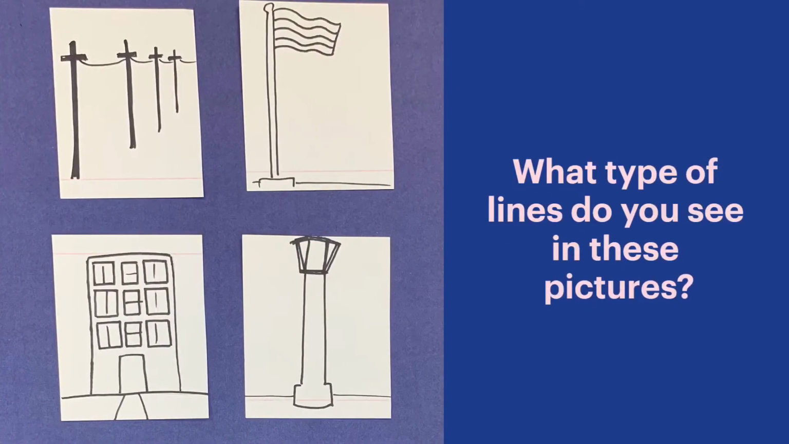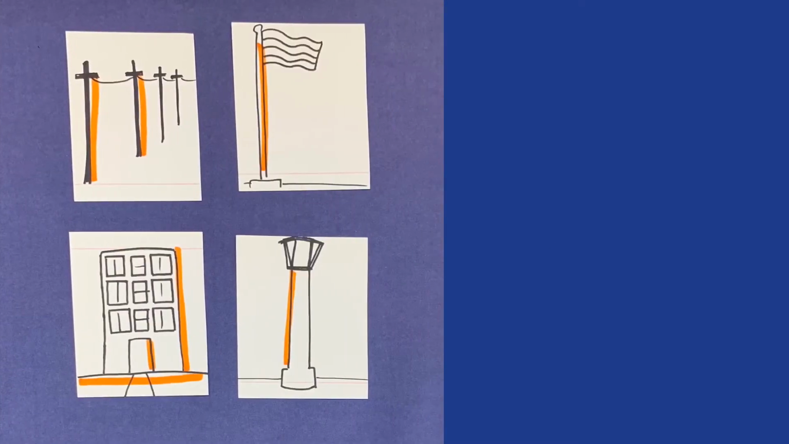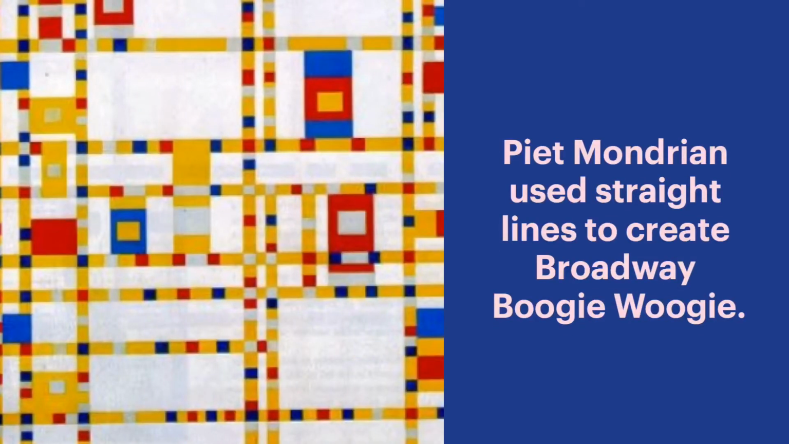What type of lines do you see in these pictures? Straight lines. Straight lines are sturdy and show stability. They also are great for drawing buildings or lamp posts, power poles, and flag poles. Piet Mondrian used straight lines for this painting titled Broadway Boogie Woogie.